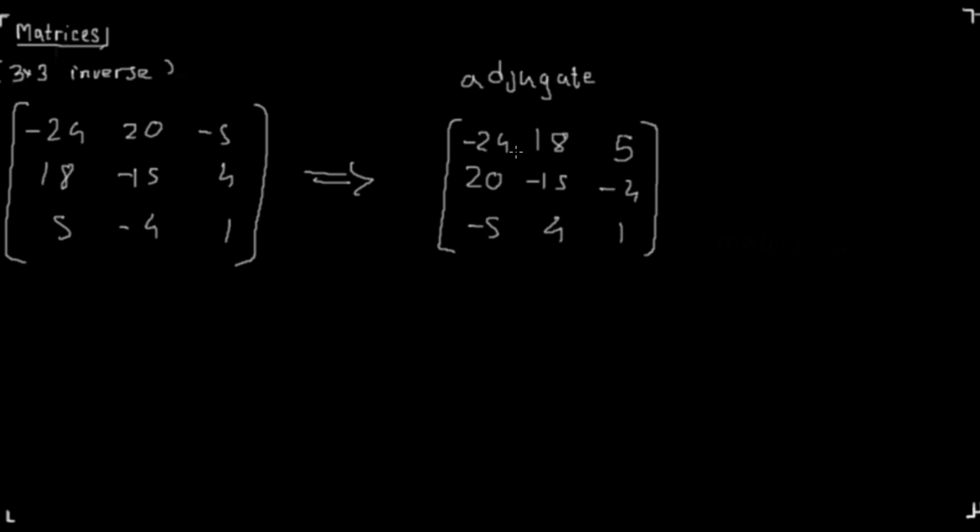So the final last thing we have to do is divide this entire thing by the determinant of the original matrix. If you remember what the original matrix was, it's 1, 2, 3, 0, 1, 4, 5, 6, 0.